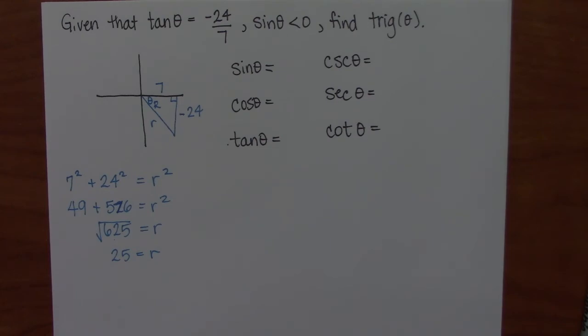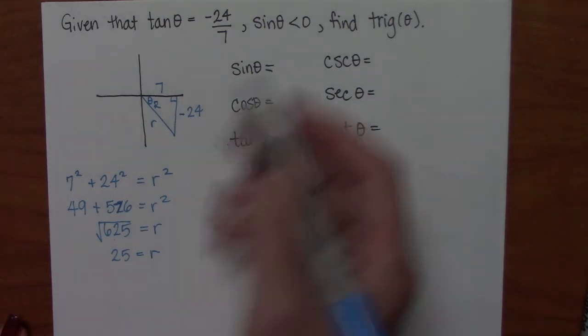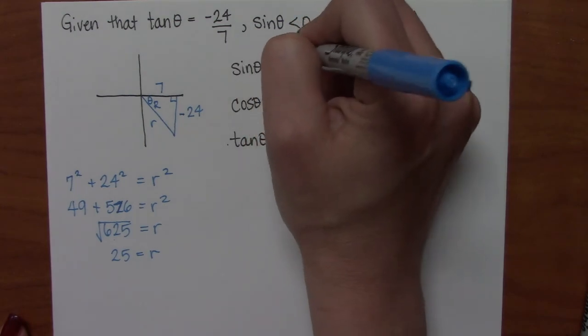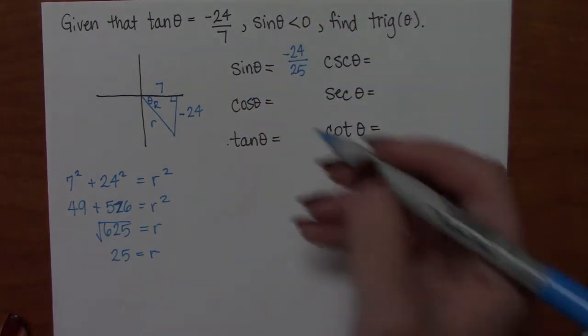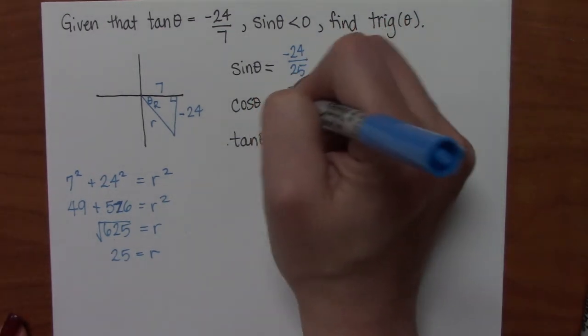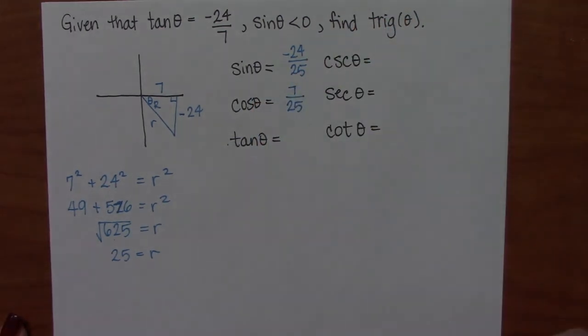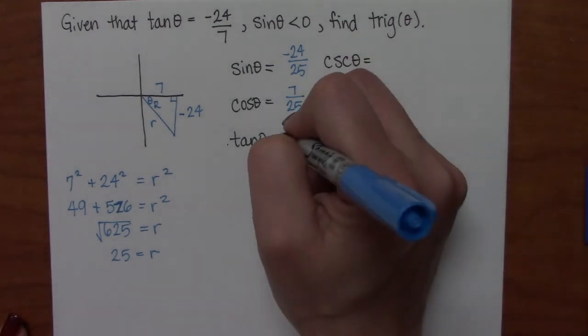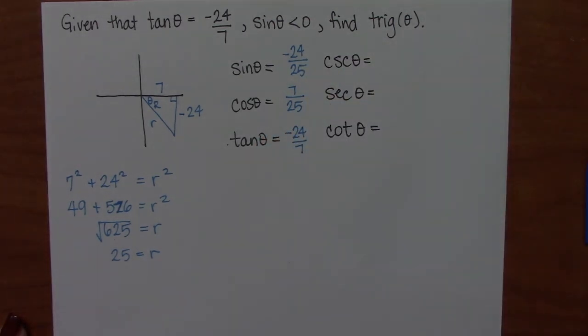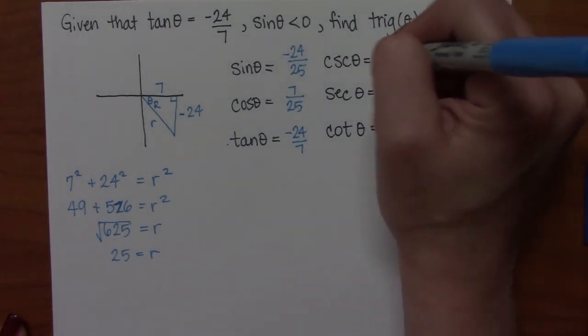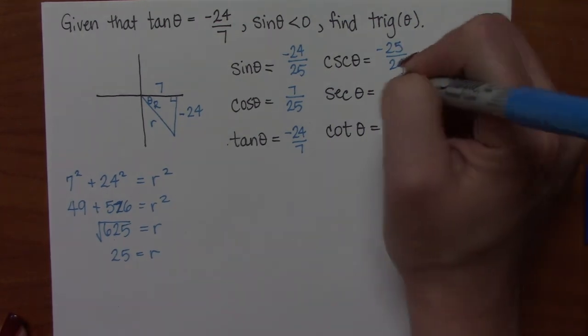So now we can use SOHCAHTOA. The opposite side is negative 24. Our hypotenuse is 25. The adjacent side is 7. Opposite over adjacent, and that just returned the tangent we were given, so that's good. And then we flip to do the remaining 3.